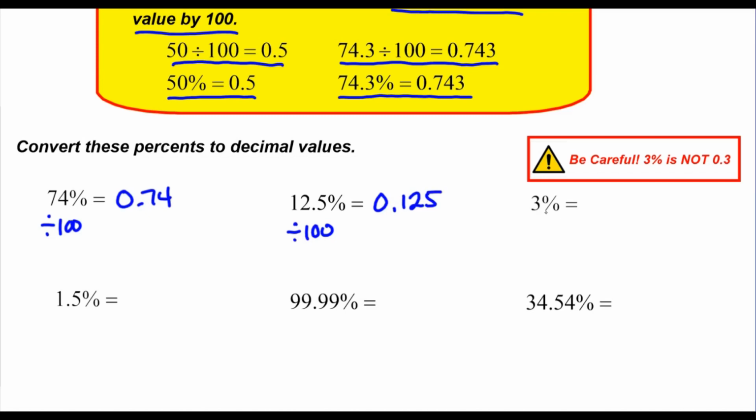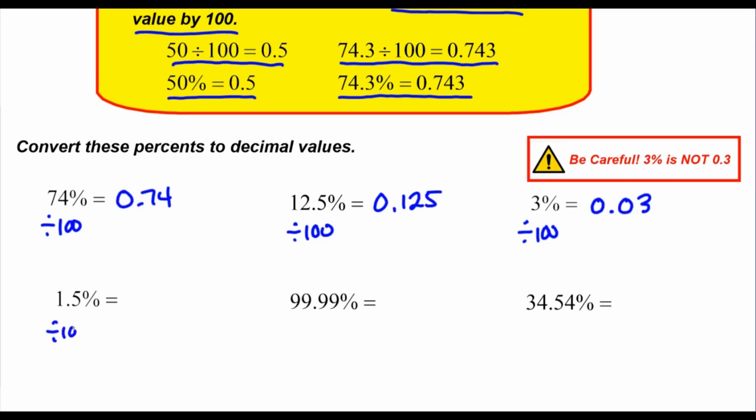And then here's another one to be careful of. A lot of students will take 3% and just write it as 0.3, which it's not. If we divide that by 100, you get 0.03. So that 0 in there is very important because that's 3%. And if it was 0.3, that'd be 30%. So there's a difference there between those two.